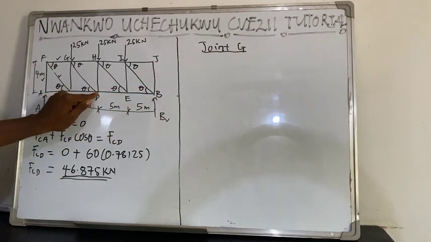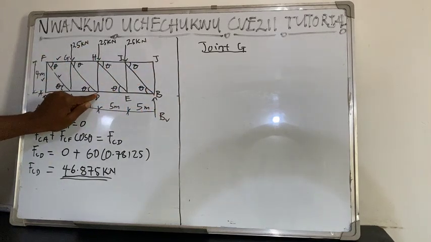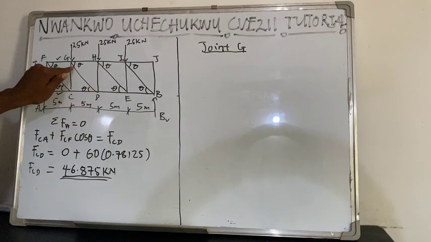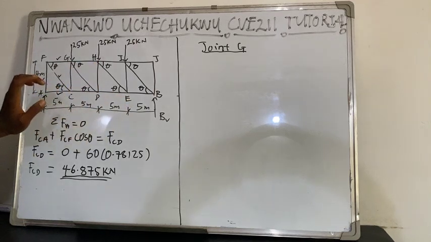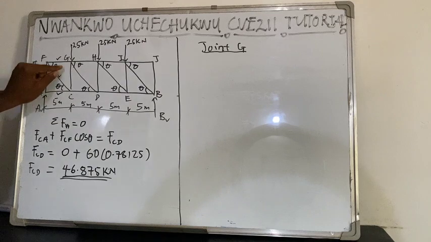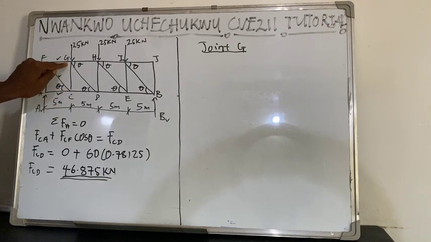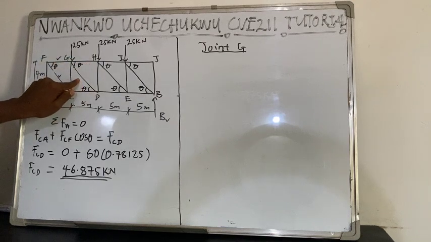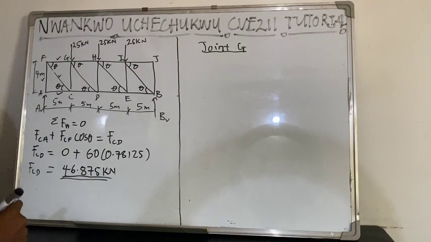Now, why didn't I go to D or any of these other ones here? If you look at D, we found CD already, but there are three unknowns. We've not found DG, DH, or DE. So that's a lot of unknowns. So we move over to G. We know FG. We know CG. The only two that we don't know are GH and GD. So G is a preferable option.